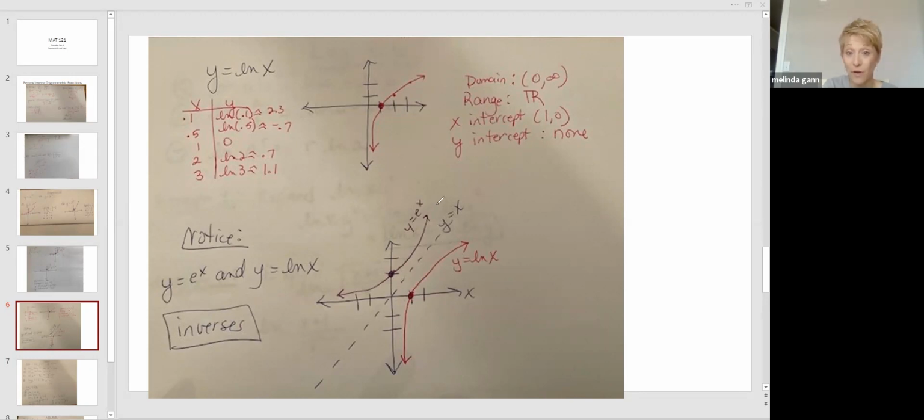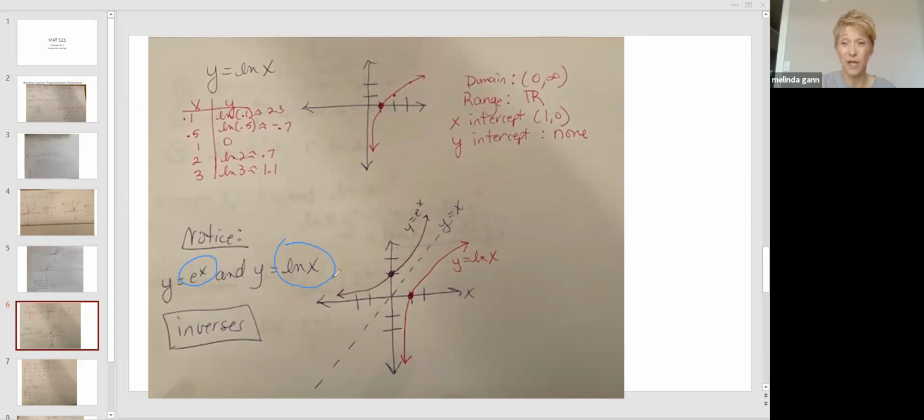Remember? Think about it. Here, my range is all real numbers. Here, my range is positive numbers. So what ends up happening is we find out that e to the x and the natural log of x are inverses to each other. See, this graph's also 1 to 1.